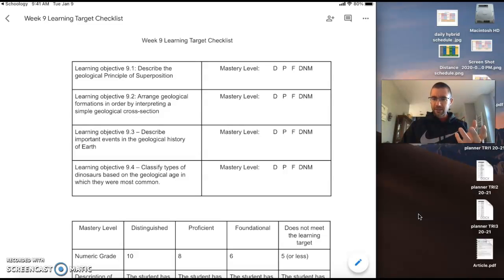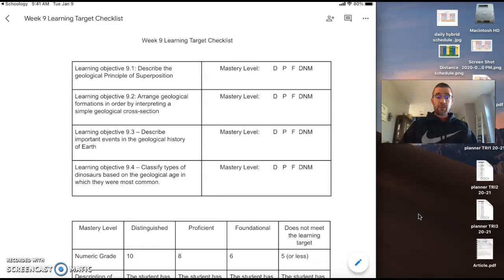So a little bit of 9th grade science here, guys. We've got Steno's principles of superposition, the idea of dirty laundry, right? Stuff that's on the bottom of a pile of laundry is going to be older. Same thing with rock layers. The stuff that's low in a cross section or a layer of rocks is going to be older. It was put there first. And that helps us understand geologic time. Learning target 9.2, being able to put geologic formations in order by taking a look at a cross-section, cross-cutting relationships, a little bit of review when it comes to 9th grade science here, guys.